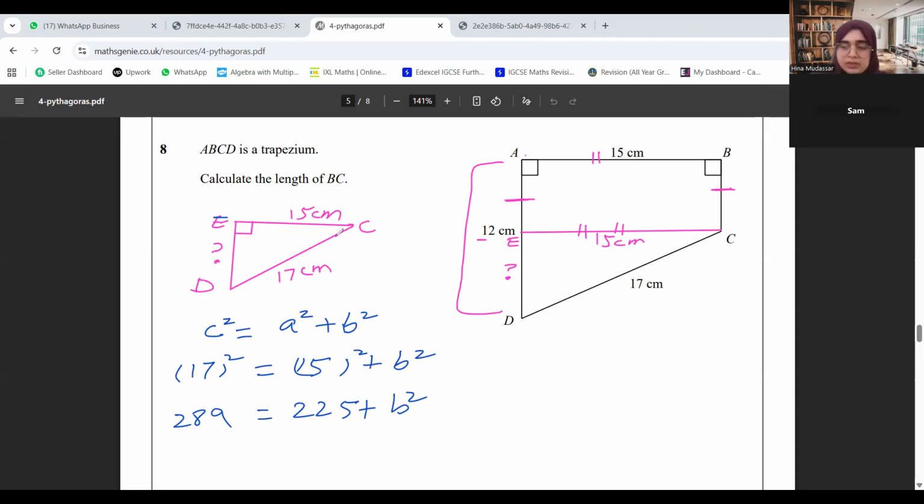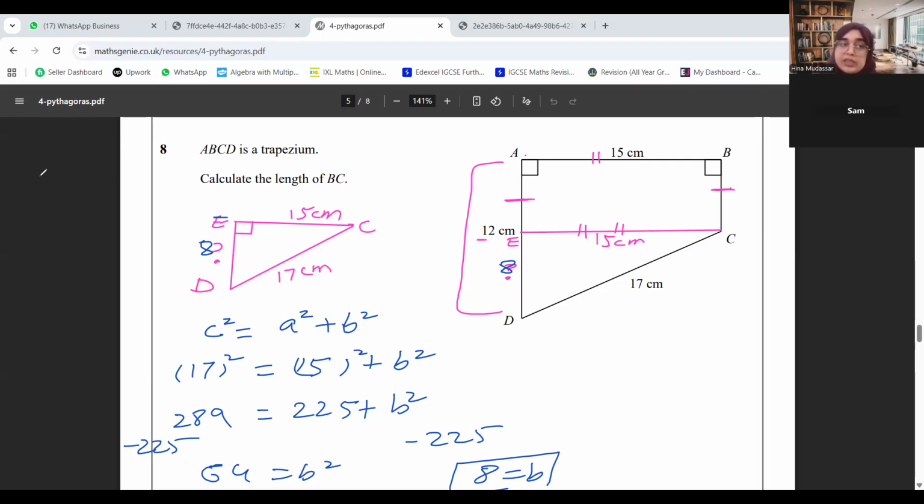That's 64. Then you work out the square root of 64, which is 8. Okay, you did 64, which is b squared, and b is 8. What was b here? B is ED, which means this side is 8.